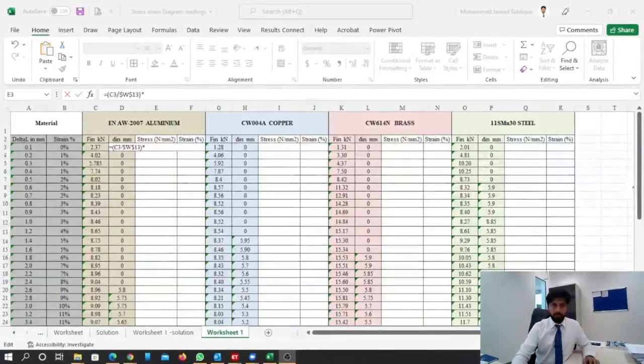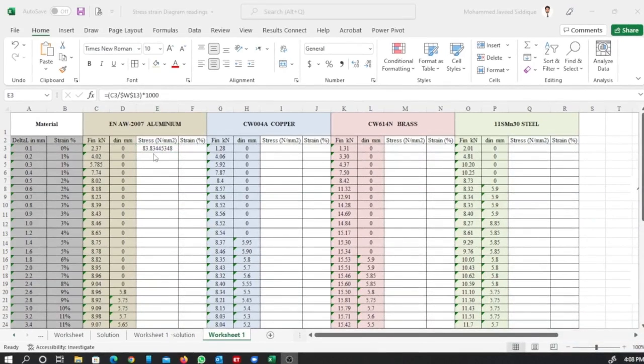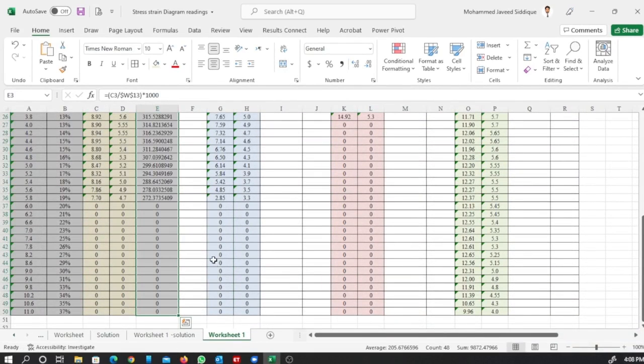Sorry, the screen has changed, let me put it, yeah. So multiply 1000, this is the value of the stress in Newton per millimeter square, and let me just pull this down. Yeah, so these are my values, so these zeros are not required, I can just delete them.